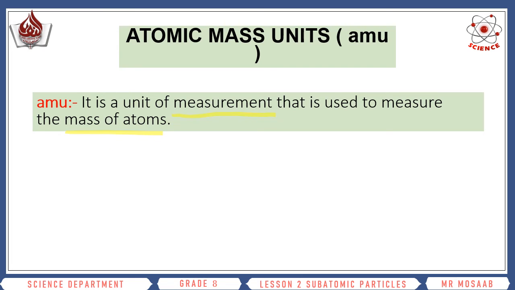As you know, the atoms are very small with a very light mass. So we cannot measure it with regular mass units like kilogram, gram, or ton. We cannot use these units because an atom has a very light mass compared to those units. So what to do? The scientists discovered a new way to measure the mass of the atom, and they called it AMU.